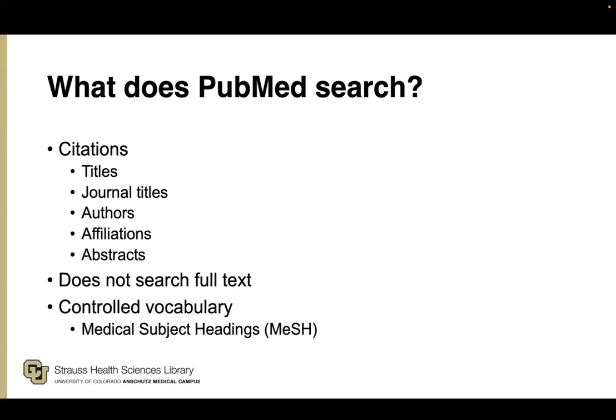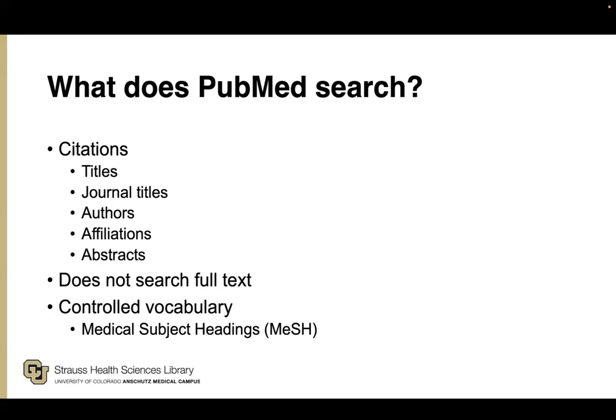Lastly, in addition to searching citation information and abstracts, PubMed also searches a controlled vocabulary. Many databases will have a controlled vocabulary that helps to index articles based on what the article is about. And so the controlled vocabulary in PubMed is called medical subject headings. Sometimes you'll see it abbreviated as MeSH.